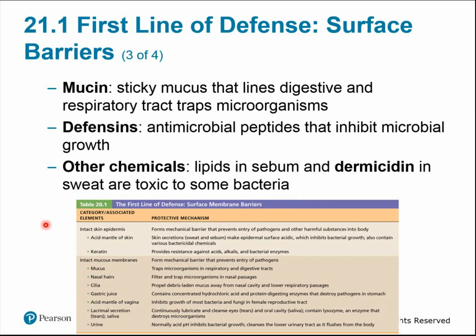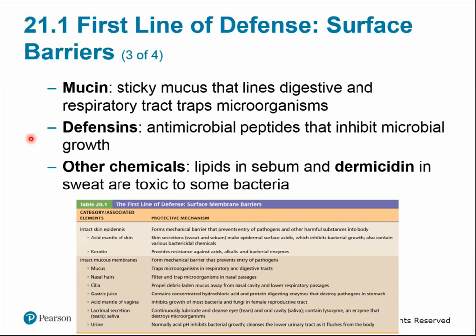Mucin is another secretion, a sticky mucus that lines the digestive and respiratory tracts to help trap any microbes that do happen to get in. In the respiratory system, it's also ciliated, so any debris or pathogens that get trapped in that mucus can be swept out of the respiratory tract and out of the body.